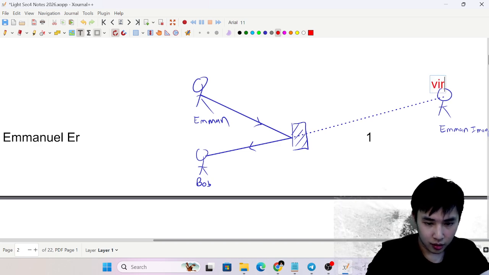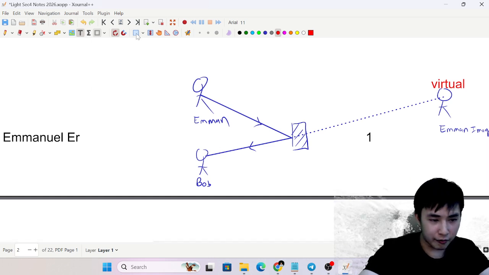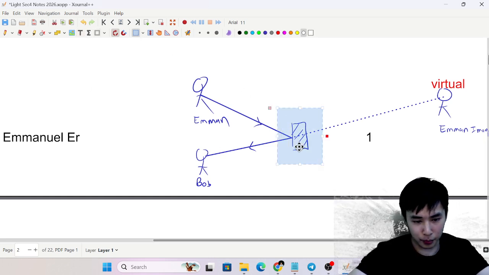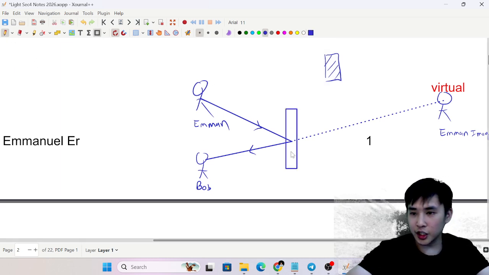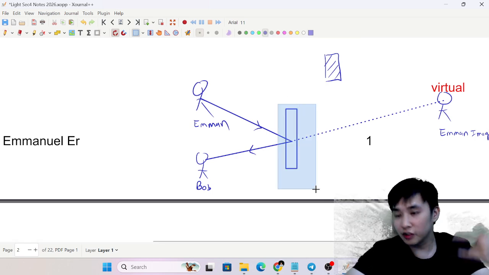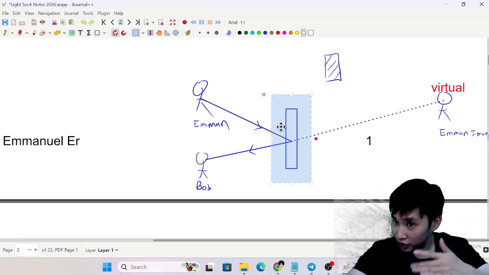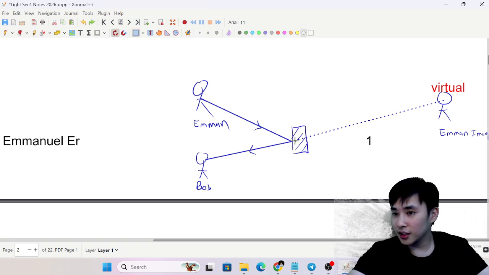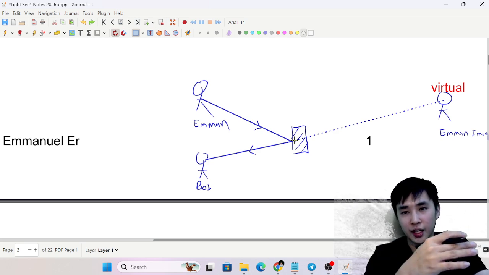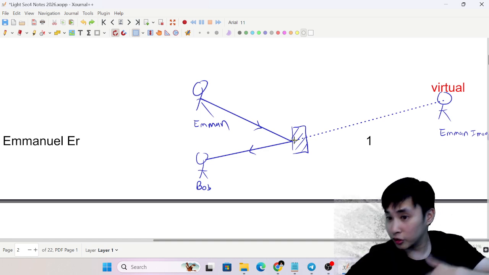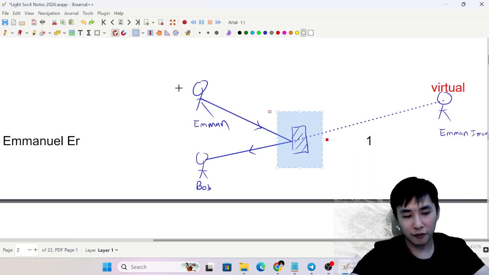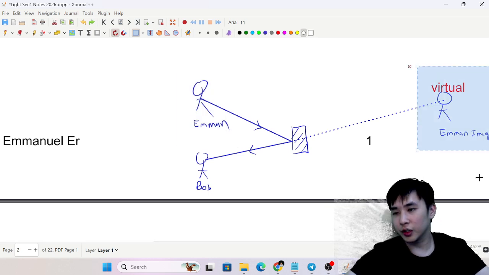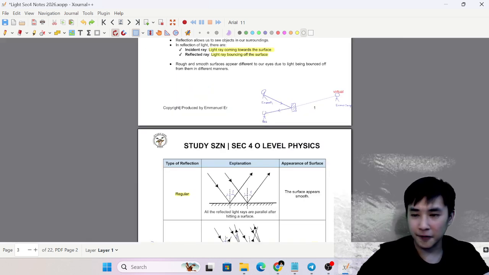Which means that if I remove this mirror and try to put a screen instead, so you can see this is the mirror, let's say I take away the mirror and I put a screen, something like this, then notice that nothing will be cast on the screen. There won't be an image shown on the screen. You can only see it when there's the mirror. So that's what it means when we say that the image is virtual. It cannot be projected on the screen. If I replace this with just a normal screen, you wouldn't see a picture of me on the screen. So that's what we mean by a virtual image.